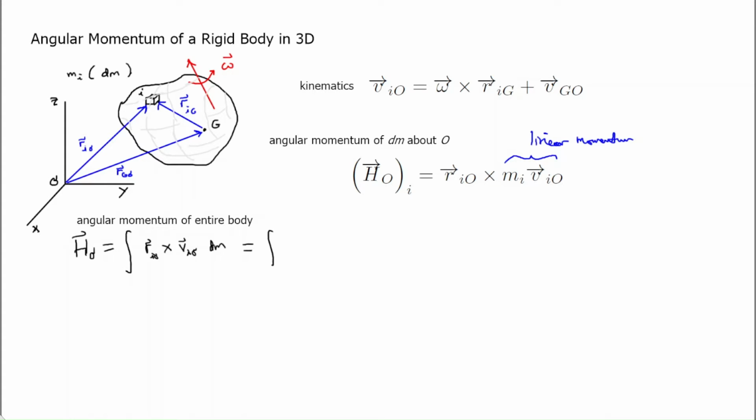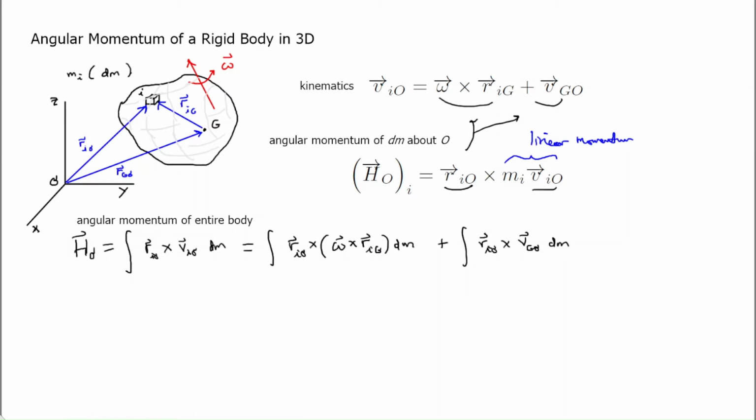Now we can write this as 2 separate integrations. Let's imagine distributing the r sub io cross into v sub io, distributed into each of those 2 terms. So the integral of r sub io cross parentheses omega cross r sub ig dm, plus the integral of r sub io cross v sub go dm. Now let's take care of that last term first, because that's the easiest, and that's really not where the meat and potatoes of this discussion is.